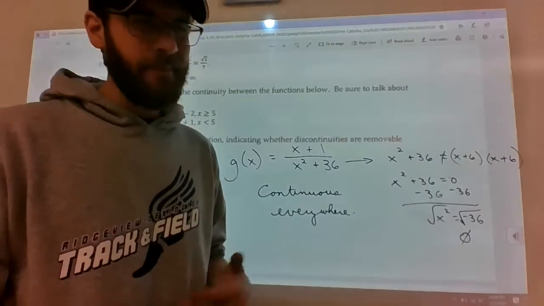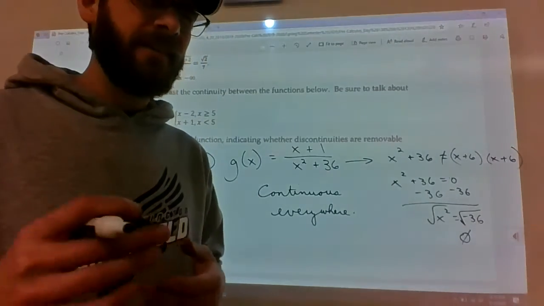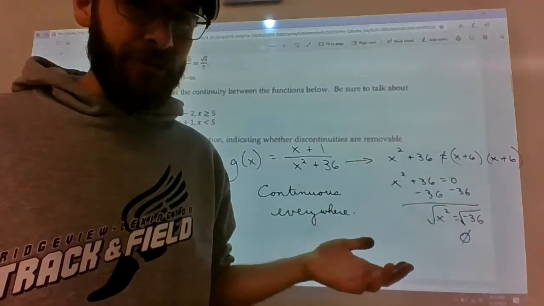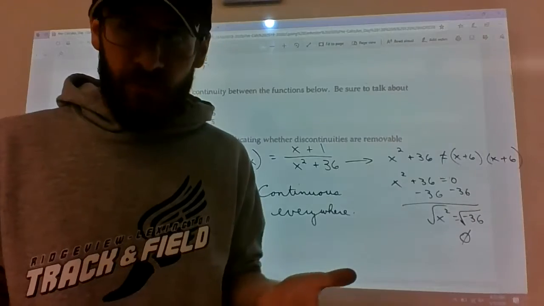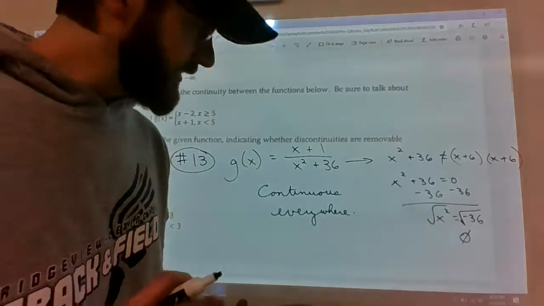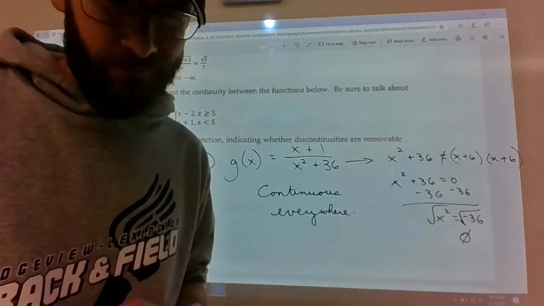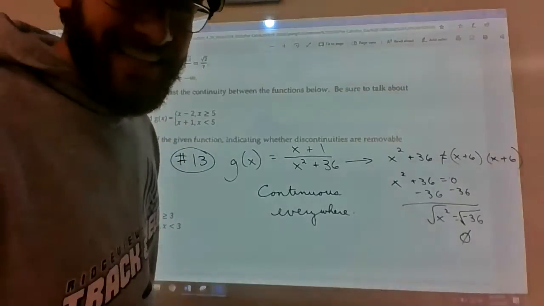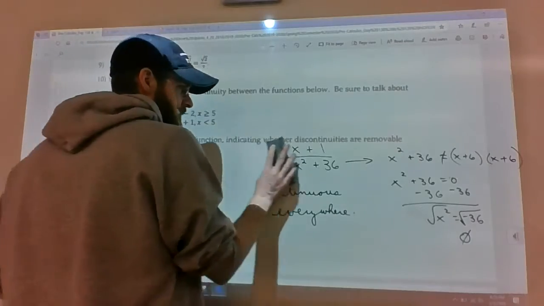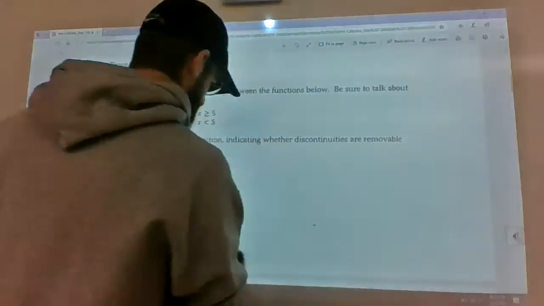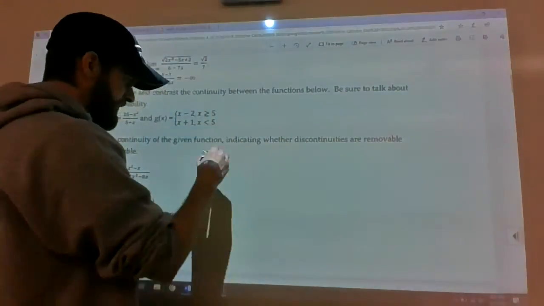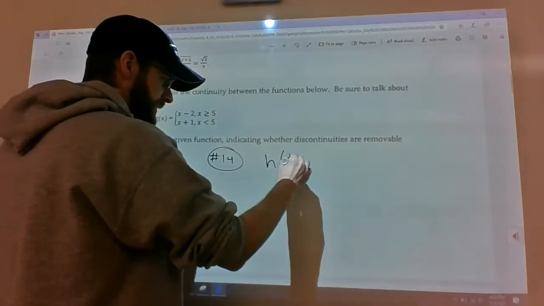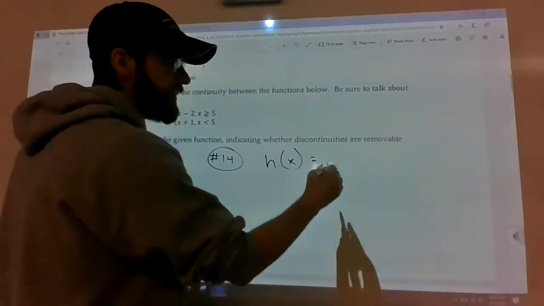And I guess, I haven't been distinguishing between complex numbers all that much. I'm just saying continuous everywhere, every place in the real xy plane. Let's just not read too much into that, okay? 14, it's trig time. I know you've been waiting for it. You love that trigonometry. So here it is.